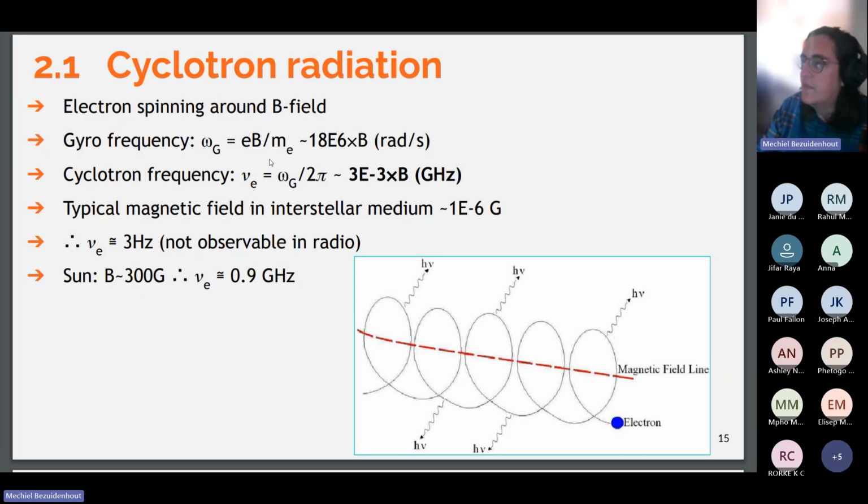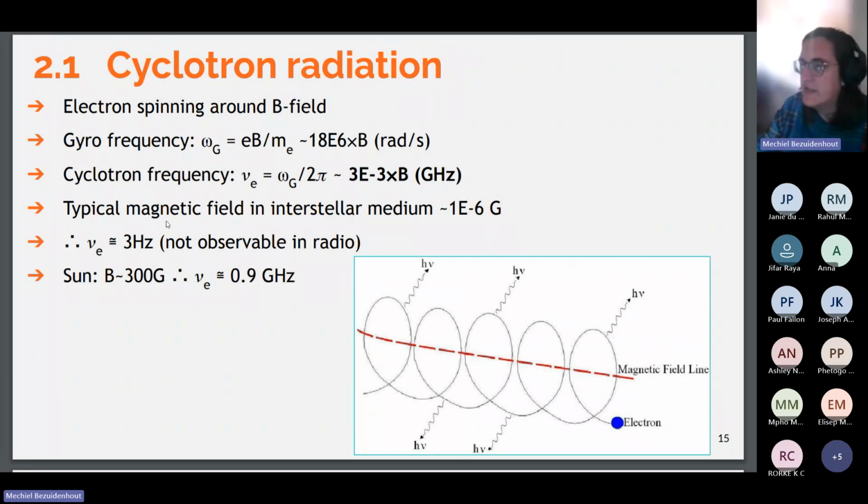So the stronger the magnetic field, the faster that electron will spin around it. The cyclotron frequency, that is the frequency of the photon that will be emitted, is given by that gyro frequency divided by 2 pi, and that is about 3 × 10⁻³ multiplied by the magnetic field strength in Gauss, which gives you a value in gigahertz.